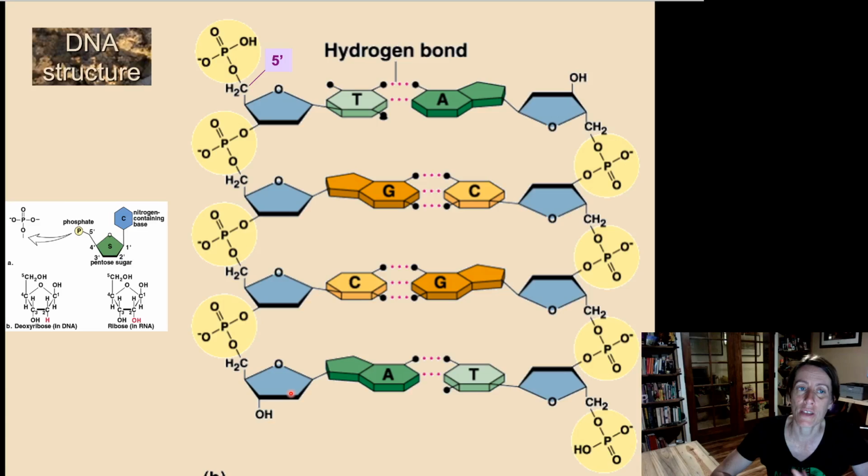So remember, you're just looking for what's flapping in the breeze at the end. Is it an OH? In which case it's a 3' end. Is it a phosphate? Oh, in which case it's a 5' end.